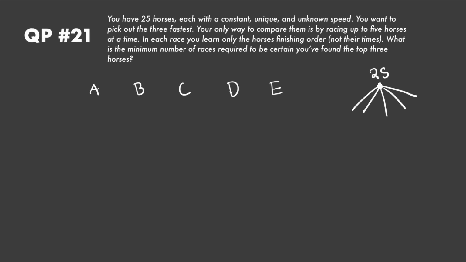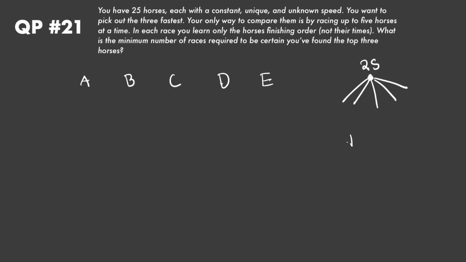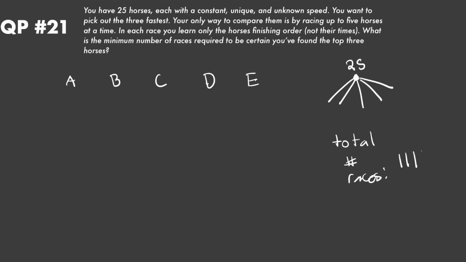We can call these heats, as you do in a race. So now let's say in each group of 5, we had these horses race. Let's keep a total race tally over here. Total number of races. Well, we just had 5 heats, so let's say 1, 2, 3, 4, 5, each race corresponding to our 5 heats.